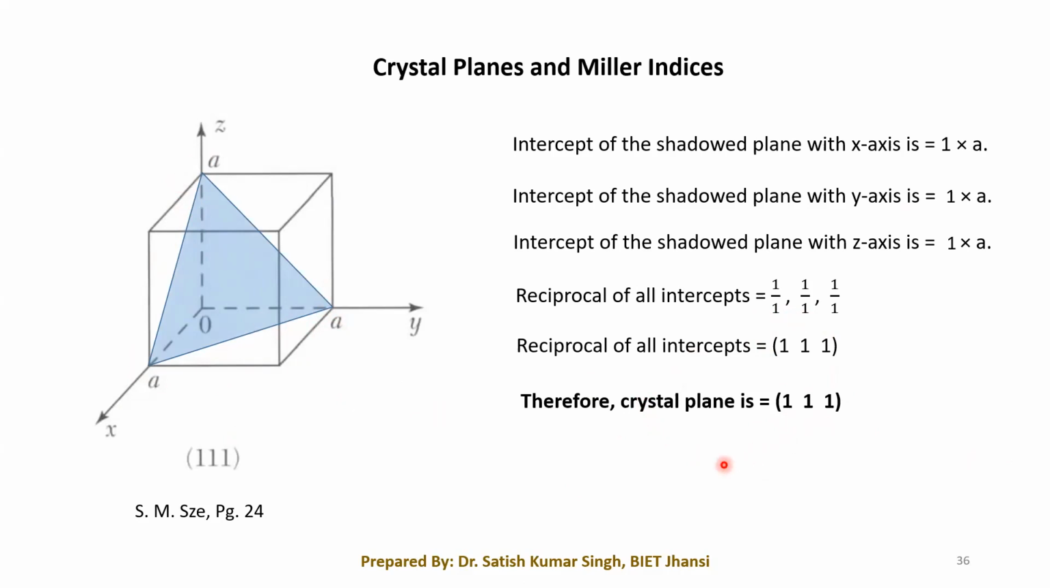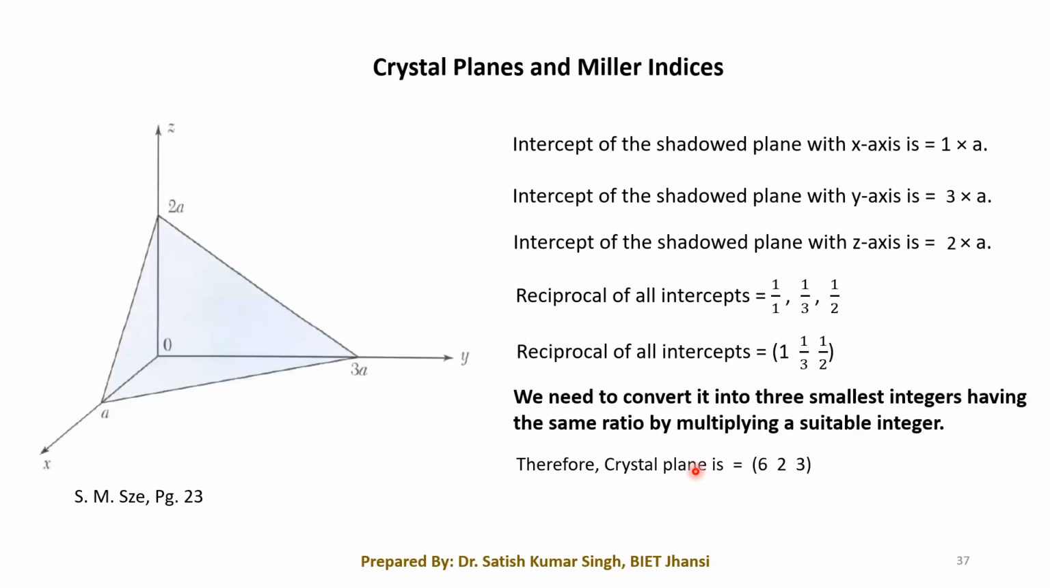Now let me move on to the next problem, which is related to crystal planes only. Just for the sake of completeness I have taken this particular problem. Let us say we have a plane like this. We can also choose a plane like this, there is no restriction. This plane is intercepting the x-axis at a, the y-axis at 3a, and the z-axis at 2a. So these are the intercepts: 1a, 3a, and 2a.